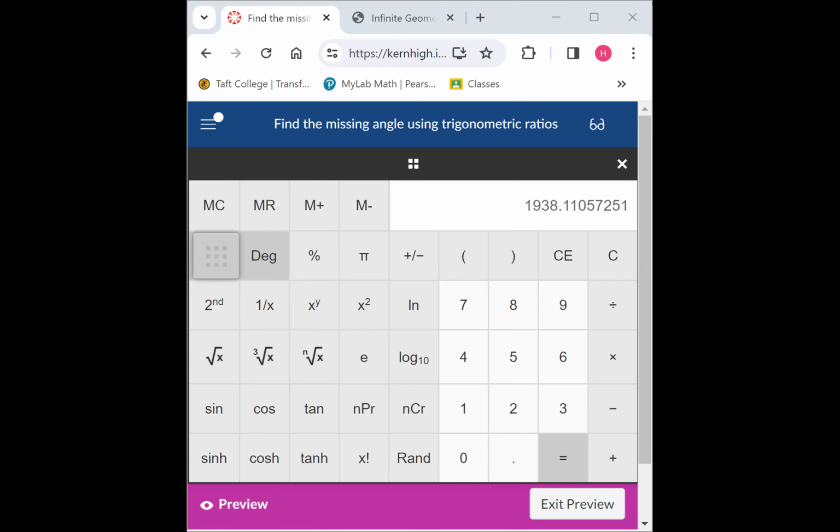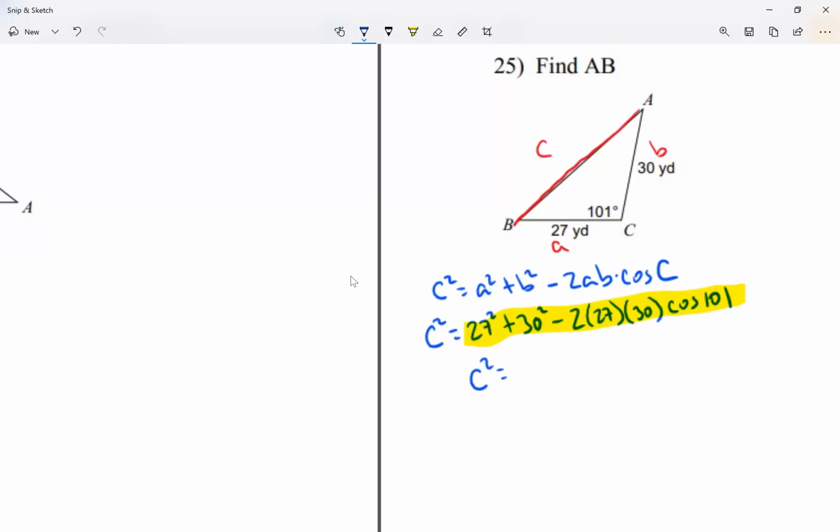Let me come back here. So I have 1938 point, let me go to 6 decimal places. So I had 110573. I said I rounded it to 6 decimal places.